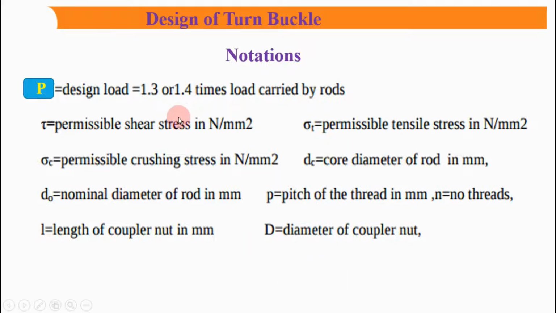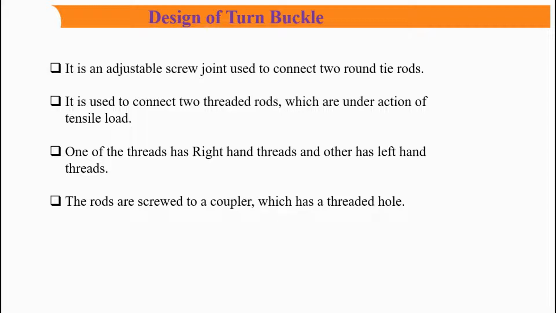So all these are the various notations that we need to calculate the various design parameters or induced stresses for analyzing the design of the turnbuckle, whether it is safe or not. All these parameters play a very important role in designing a turnbuckle. What next? Now these are some assumptions that we need to take into consideration while designing a turnbuckle. It is an adjustable screw joint used to connect two round tie rods. We are going to design a turnbuckle or coupler. So what do we mean by coupler? It is an adjustable screw joint used to connect two round tie rods.